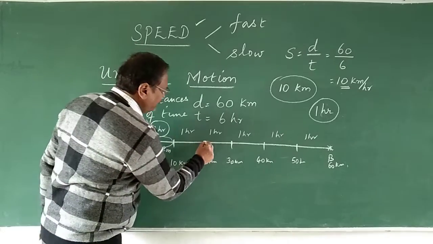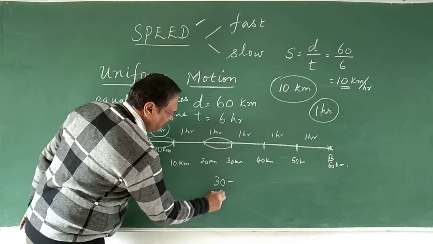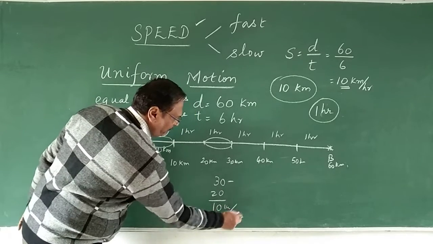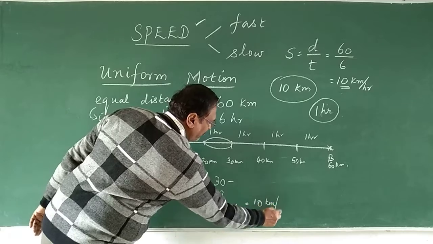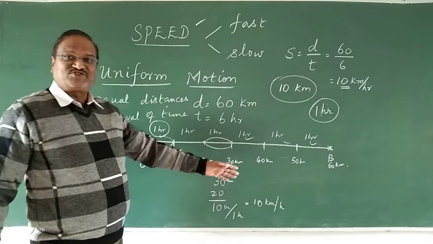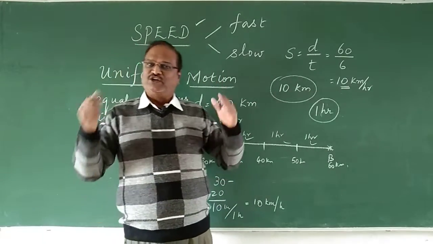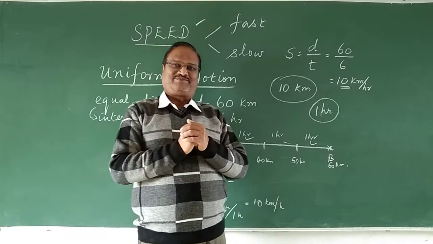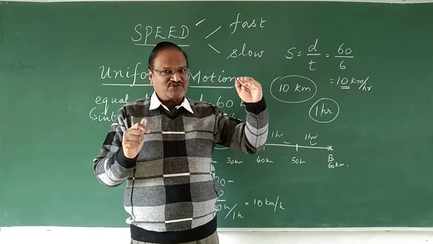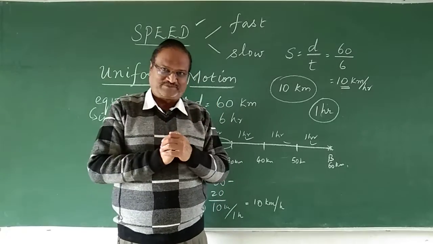Even if you want to calculate between these 2 points, this is 30 minus 20, that is 10 kilometer. And time taken is 1 hour, so you will find 10 upon 1, which is 10 kilometer per hour. Wherever you see, whatever the place you take, the value will be the same, 10 kilometer per hour. So we call it uniform motion. In uniform motion, a body travels equal distances in equal intervals of time.